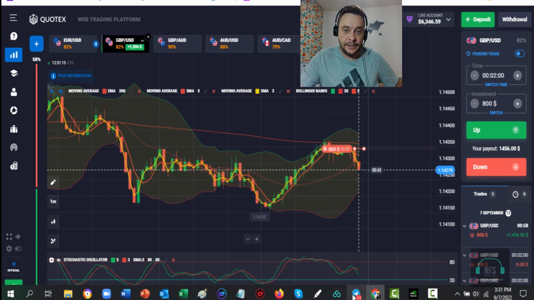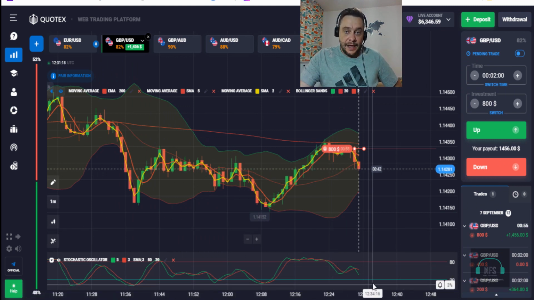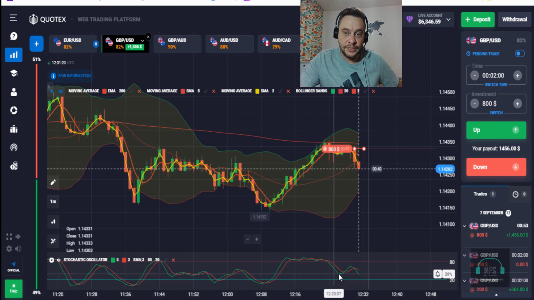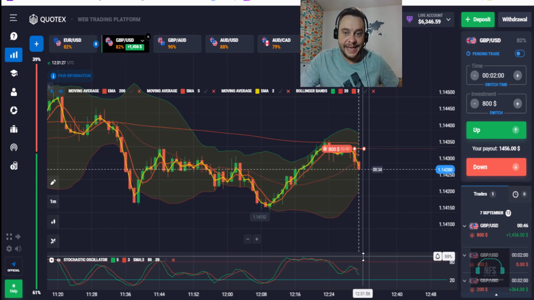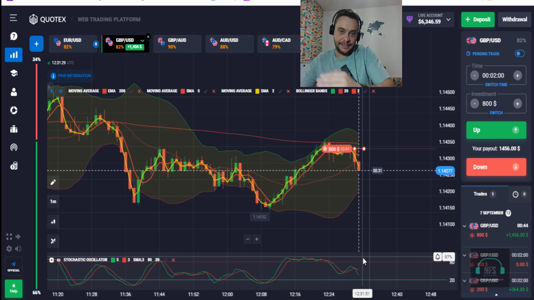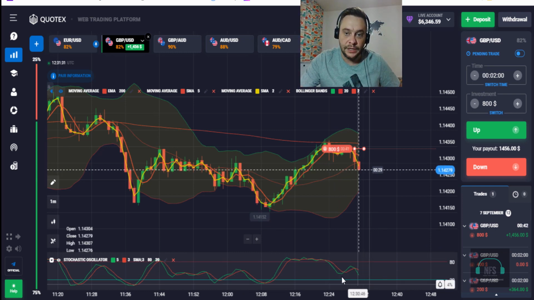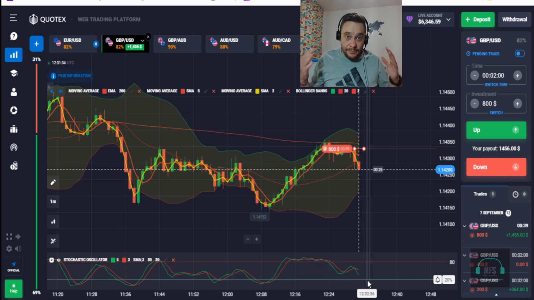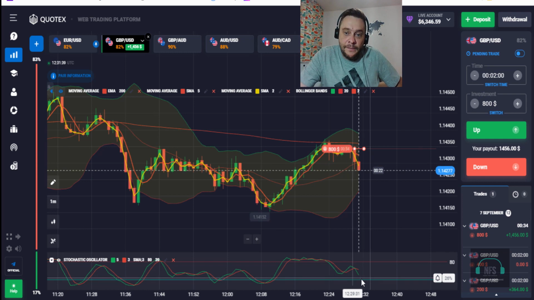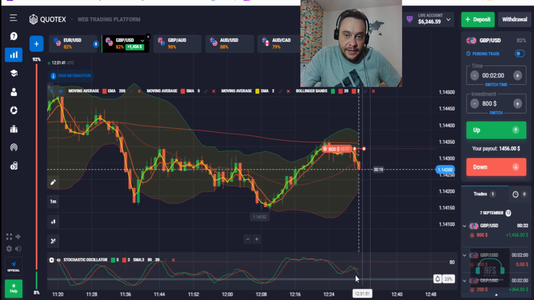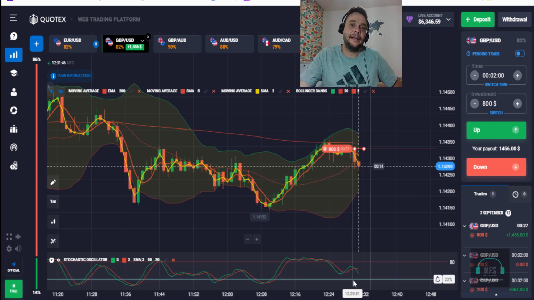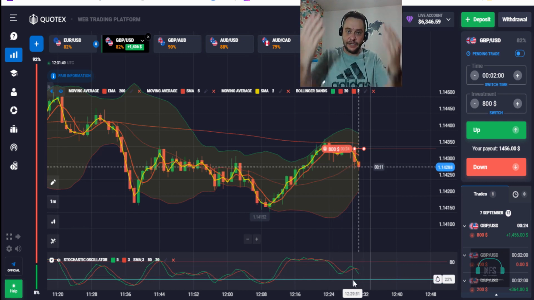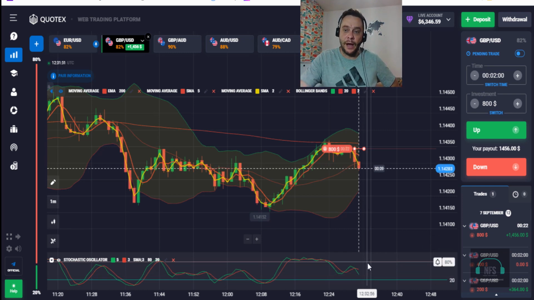And how do you use the stochastic oscillator? When you are here near the overbought level of 80, we will be looking for down trades. If we are here or down on the oversold level of 20, we will be looking for up trades because we are in the oversold level. Let's say we are down here on a 20 level, then the buyers will come into place and will start to buy, so the price will start to go up.